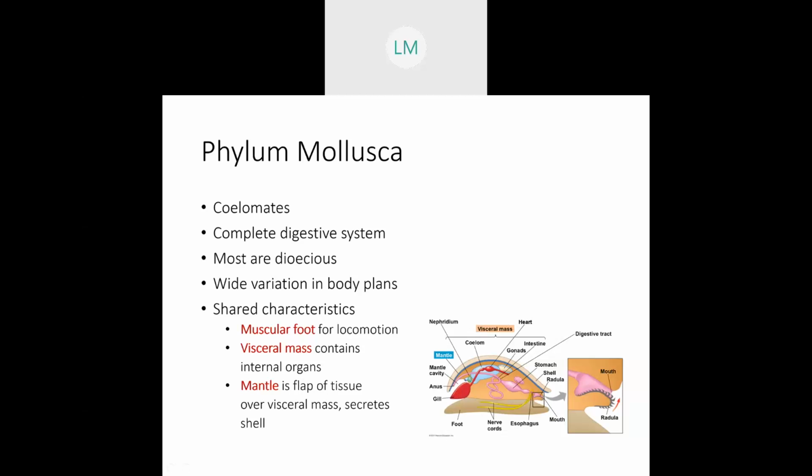And then mollusks also have a mantle, which is a flap of tissue that covers the visceral mass. So you can see the mantle is this blue line that's kind of lining this visceral mass here. And if an animal is going to have a shell, it's going to be secreted by the mantle. So you might not have a shell, but if you do, it's secreted by the mantle. So you can see that the shell, this kind of tan structure on this organism, is right outside the mantle because this mantle is secreting it.